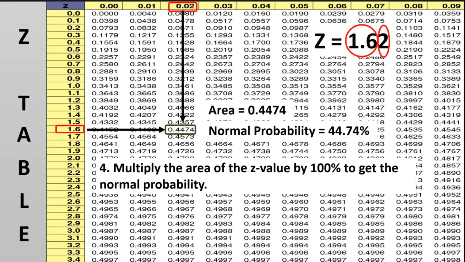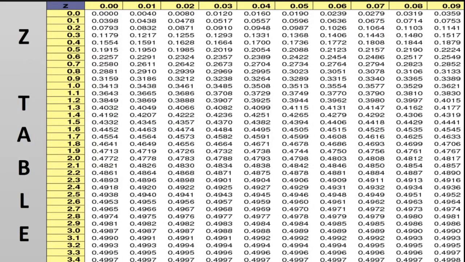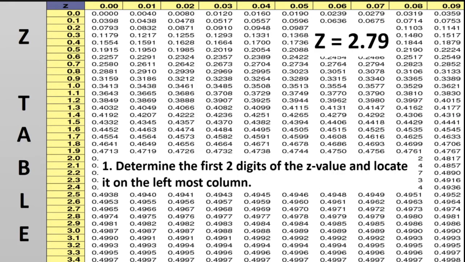Let's have another example. Our given z-value now is 2.79. The first two digits here are 2 and 7.